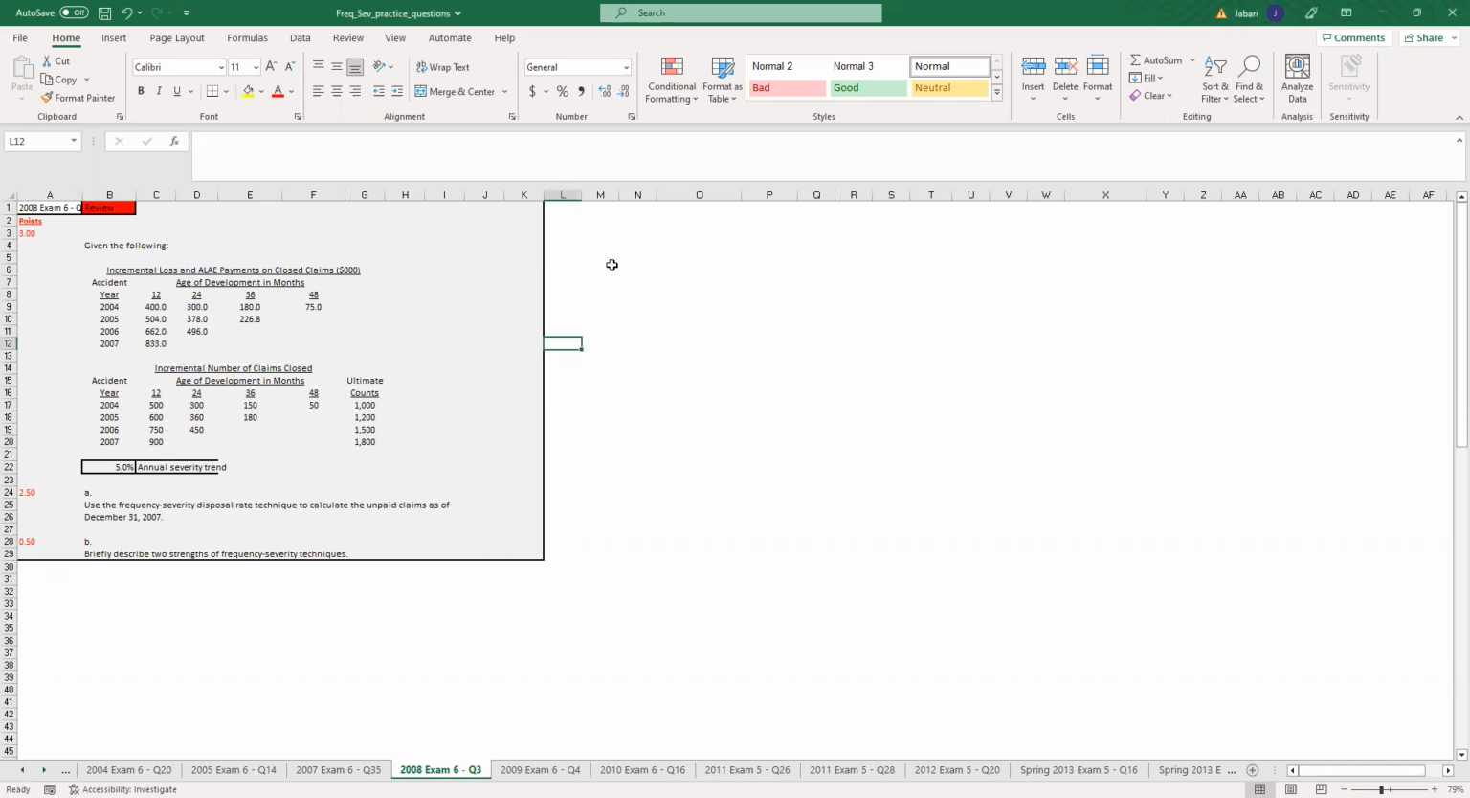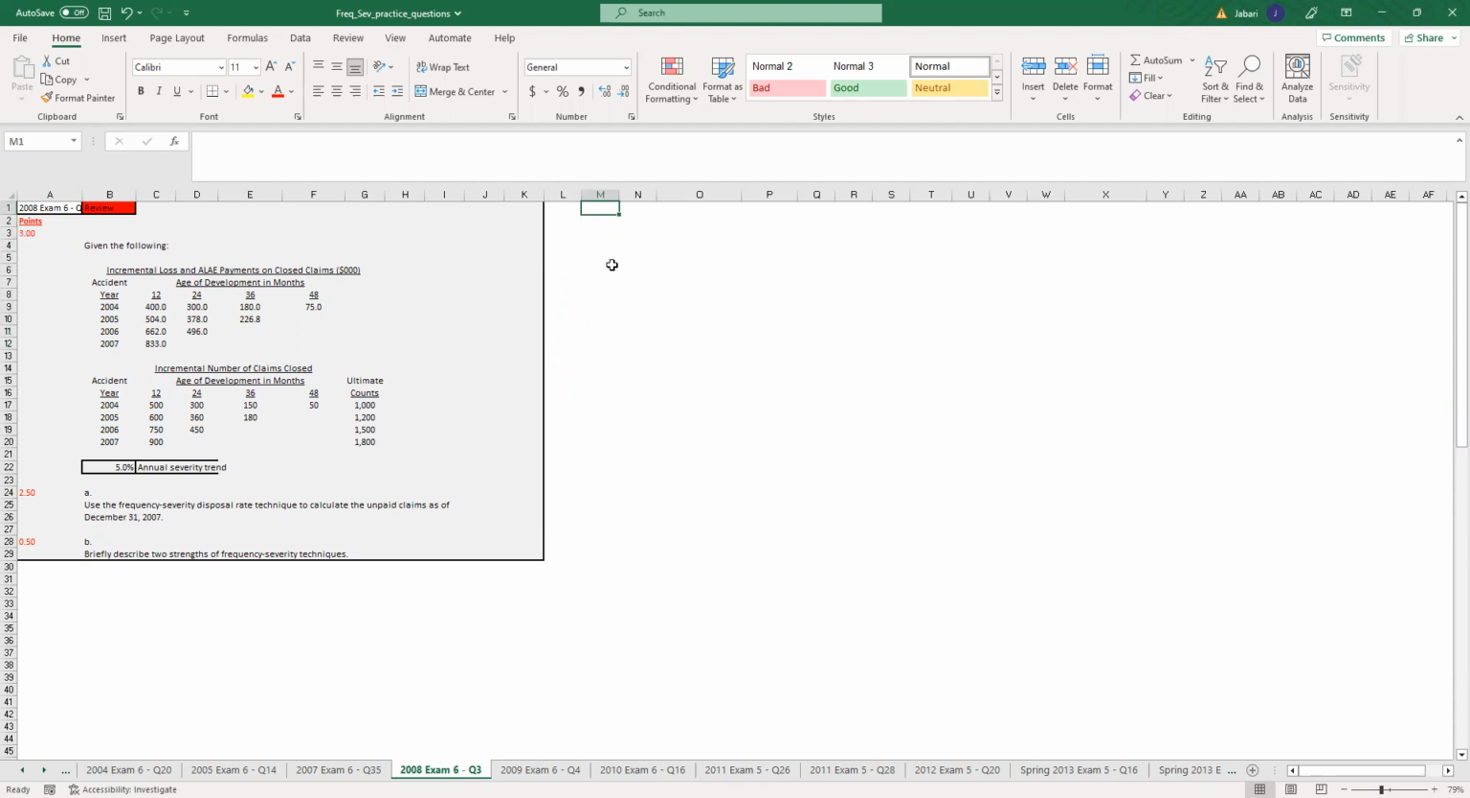Given the following incremental loss in ALE payments, closed claims, and then we have another triangle, incremental number of claims closed, and then give us a 5% annual severity trend. And then they want us to, A, use the frequency severity disposal rate technique to calculate the unpaid claims as of December 31st, 2007. All right, so this one's going to be very similar to the last question.